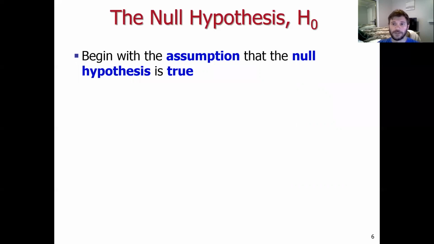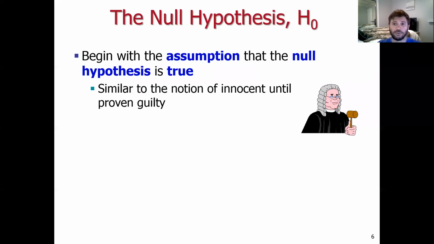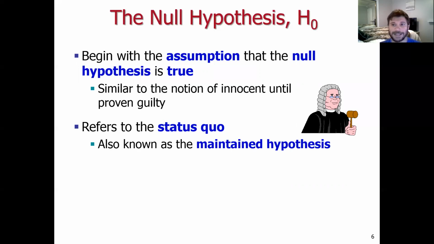This is very similar to how the US justice system works in some regards, right? You are innocent until proven guilty. So the status quo here, the null hypothesis, we're going to think about as you're initially innocent. And we're going to look at the efficacy of this status quo, or maintained hypothesis, by trying to find evidence against it. Now, how good is the evidence? Well, that depends on how far away from our hypothesis the evidence actually falls.